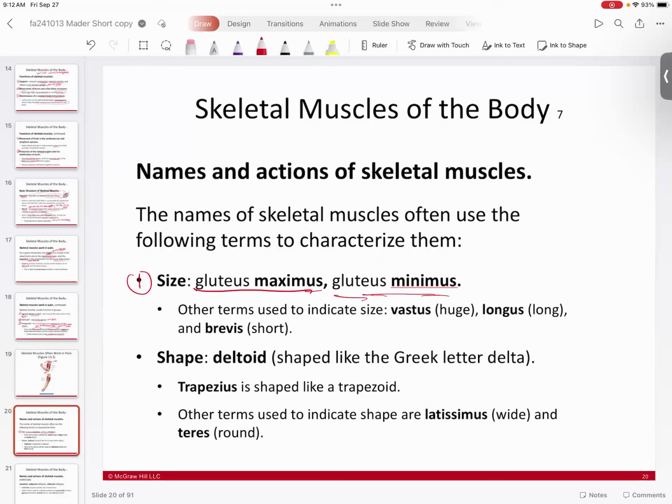Some that will also indicate size, vastus is actually a Latin term for huge. Longus is a Latin term for long, and brevis, brevity is the soul of wit, as they say. That is for short.